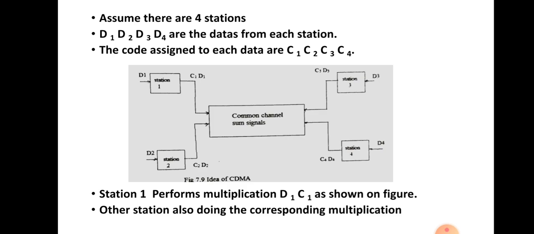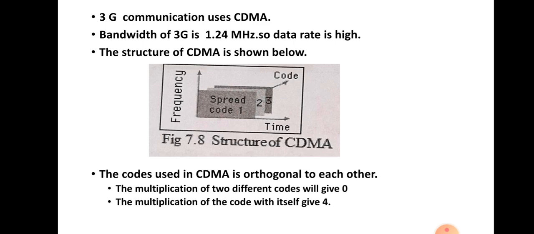This is the process that takes place in the case of CDMA, and it is usually used in 3G communication. You know that when we are using 3G services, we can transmit a voice signal, that means we can talk through mobiles. We can send text messages, and at the same time we can call the other party with video services.